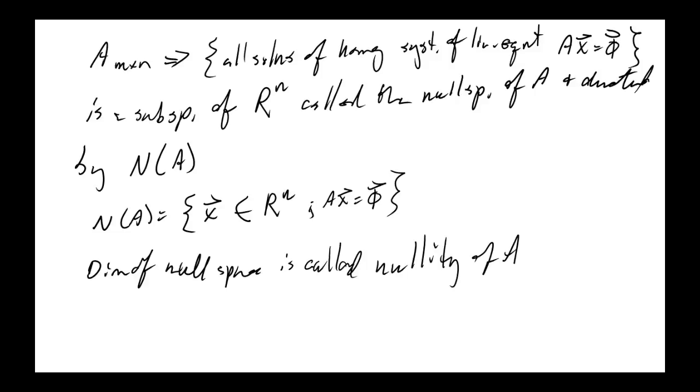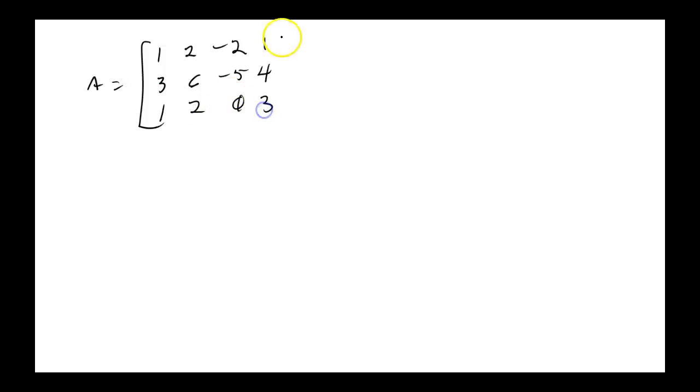All right, so let's do example 7. We got time, right? We got about 9 minutes. Okay, we can do example 7. Find the null space of this matrix A: 1, 2, negative 2, 1; 3, 6, negative 5, 4; and 1, 2, 0, 3.